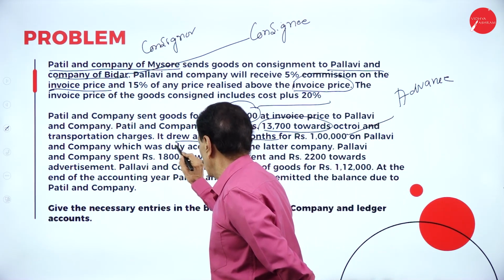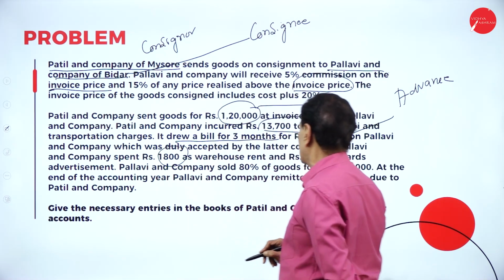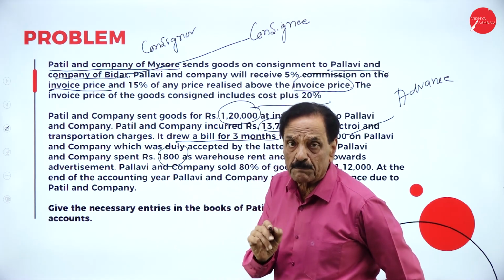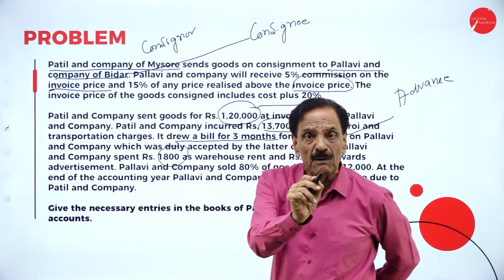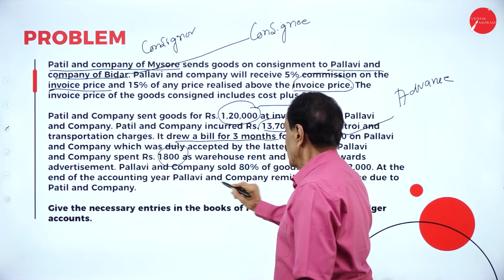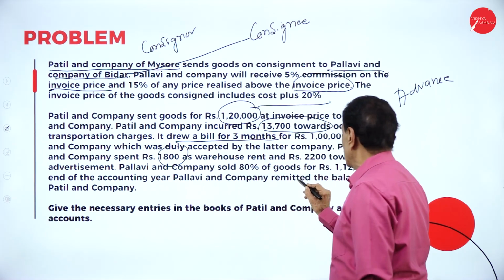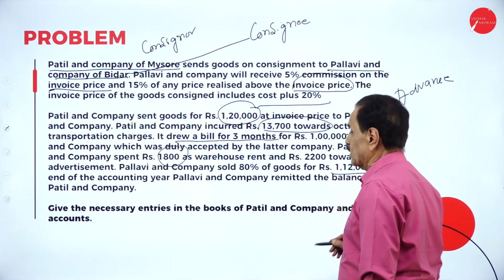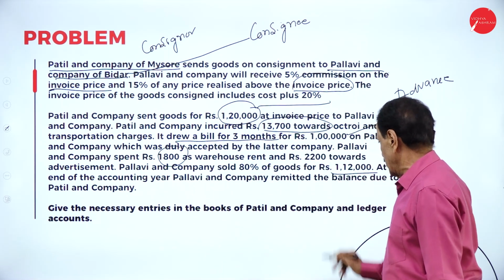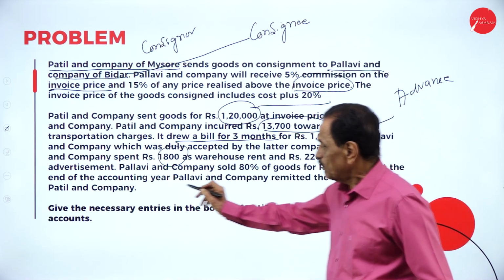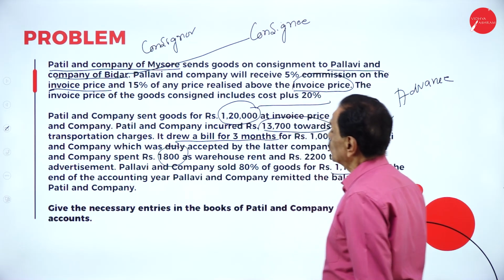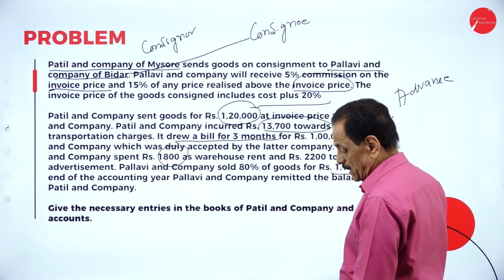Pallavi and Company spent 1,800 as warehouse rent and 2,200 towards advertisement. This is expenditure made by the consignee on behalf of the consignor. Pallavi and Company sold 80% of the goods for rupees 1,12,000. At the end of the accounting year, Pallavi and Company remitted the balance due to Patil and Company. So here goods are sent at cost plus 20%.